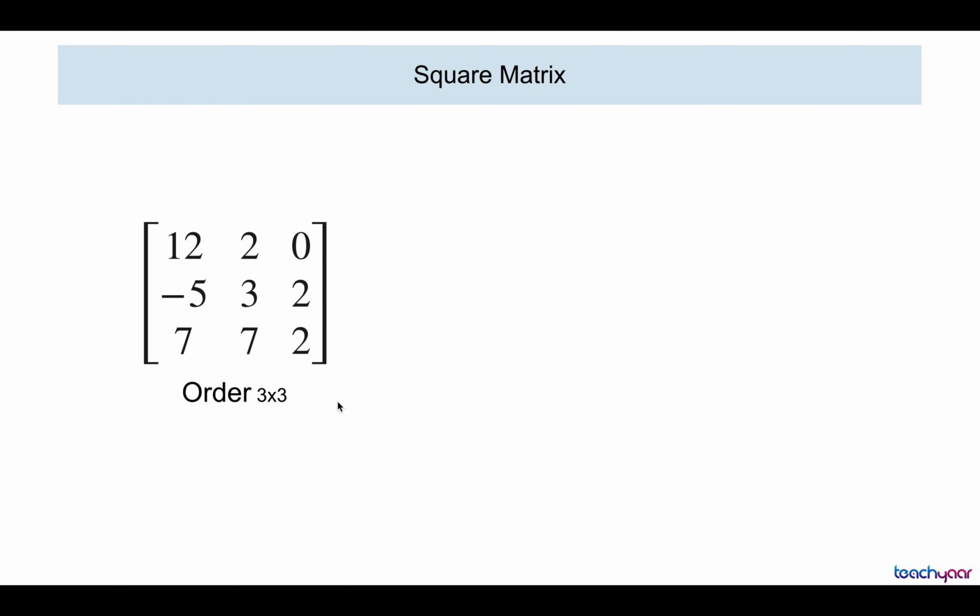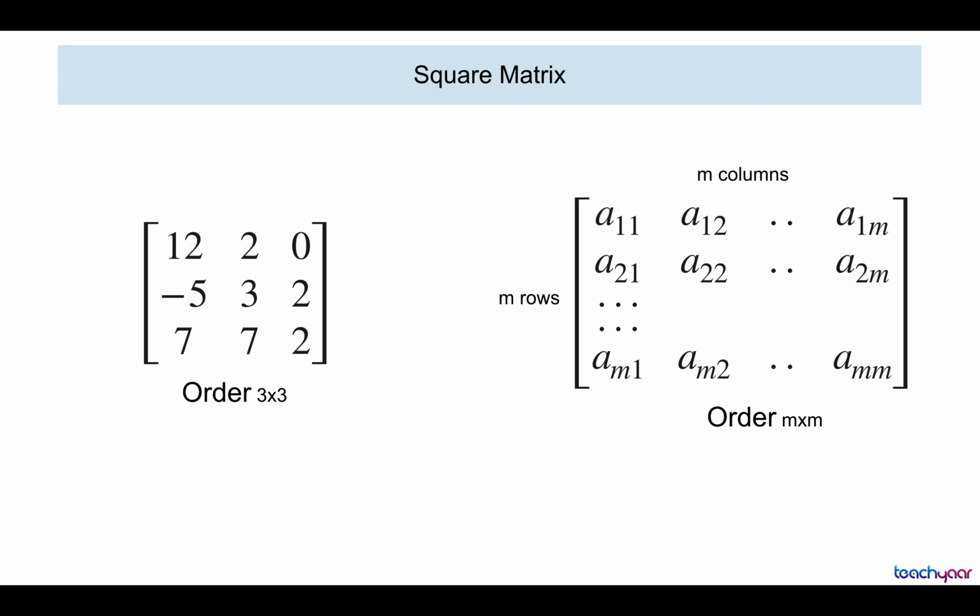Like a square where all the sides are equal, the adjacent sides of a square are equal, all the sides are equal. Similarly, in a square matrix, the number of rows is equal to the number of columns. So when you look at it, you can see it's like a square, right? So let's look at a more general example of a square matrix.